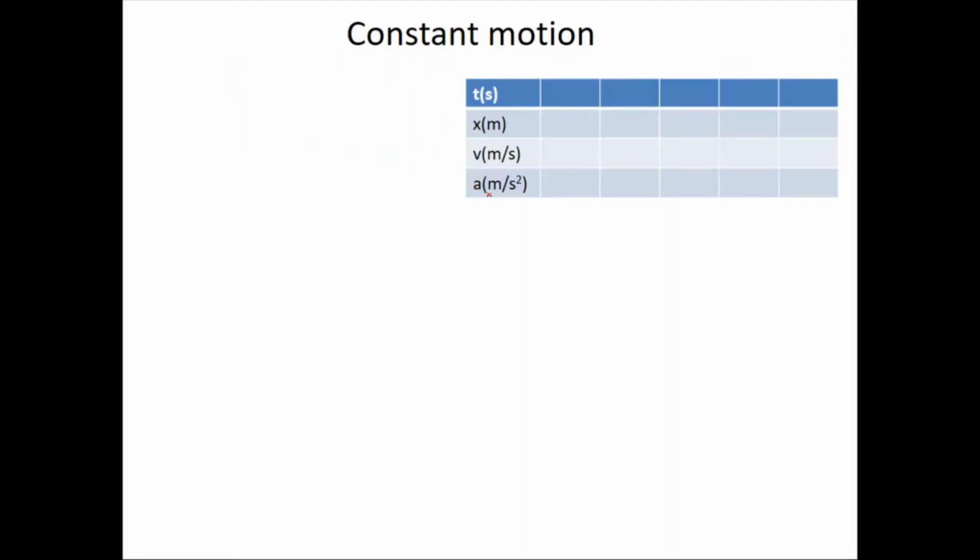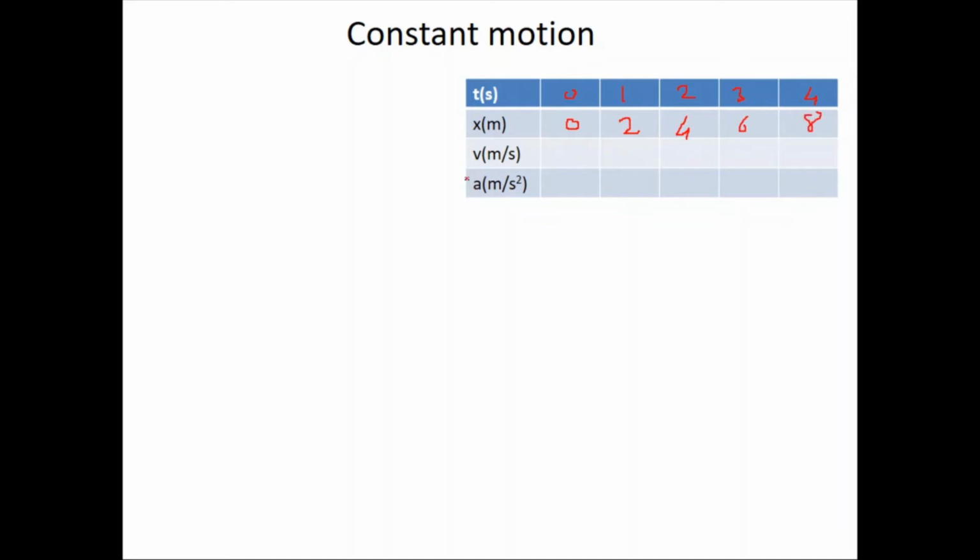Let's learn the constant motion. Now assume an object is traveling, and we have this table, and we have this data from the motion of an object. Assume time is equal to 0, then it's 1 second, 2 seconds, 3 seconds, 4 seconds. And at time equal to 0, the position is 0, then it is 2 meters, 4 meters, 6 meters, 8 meters.